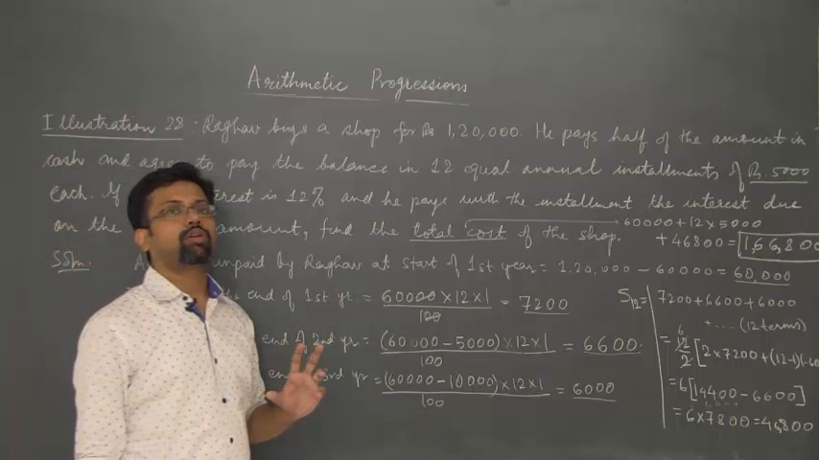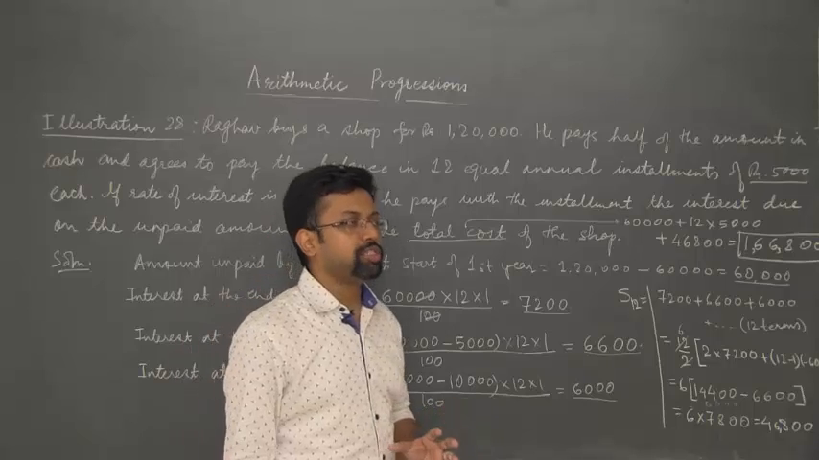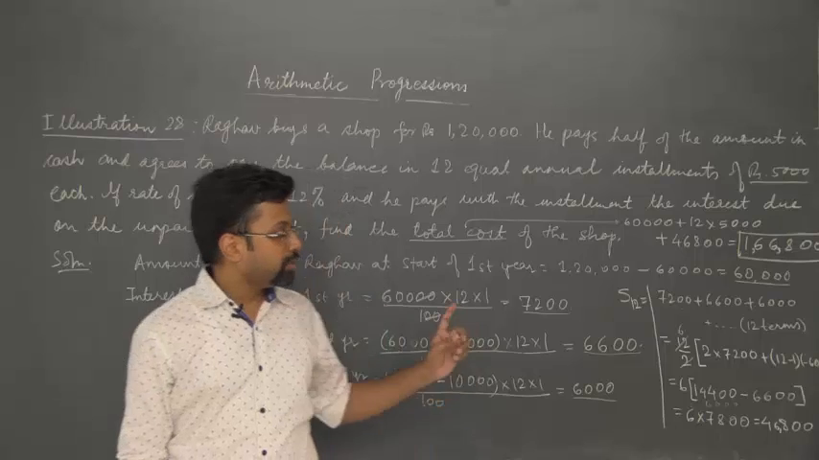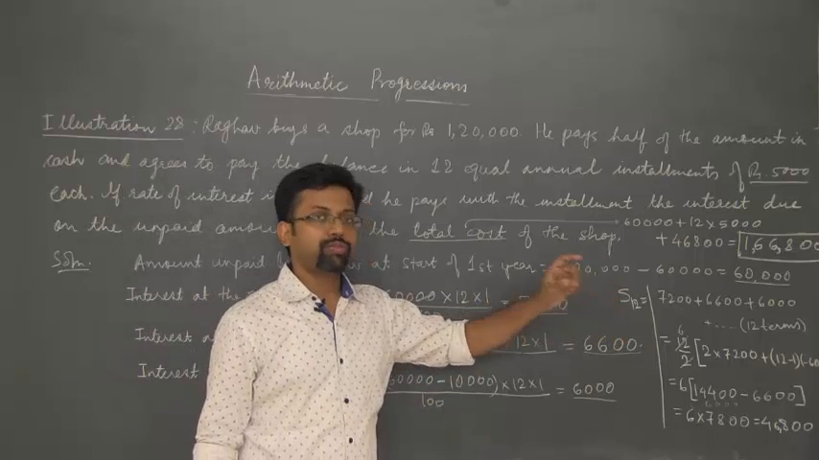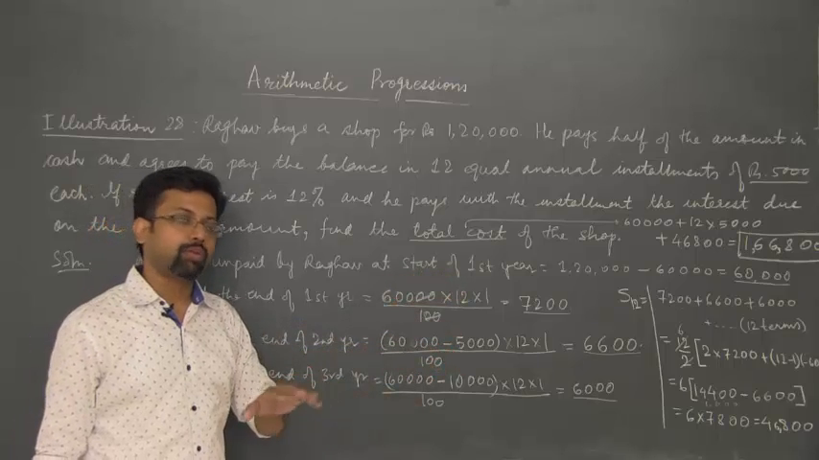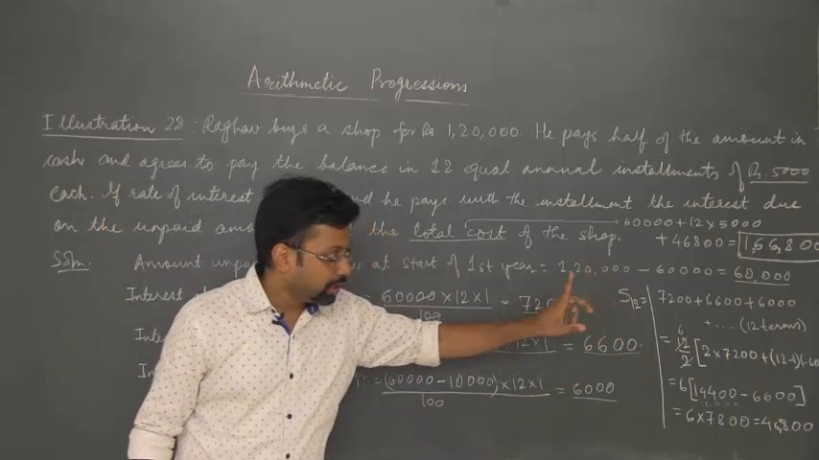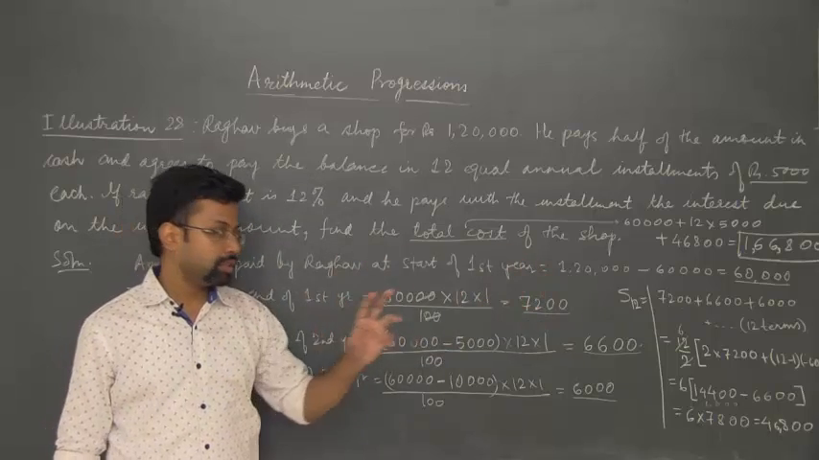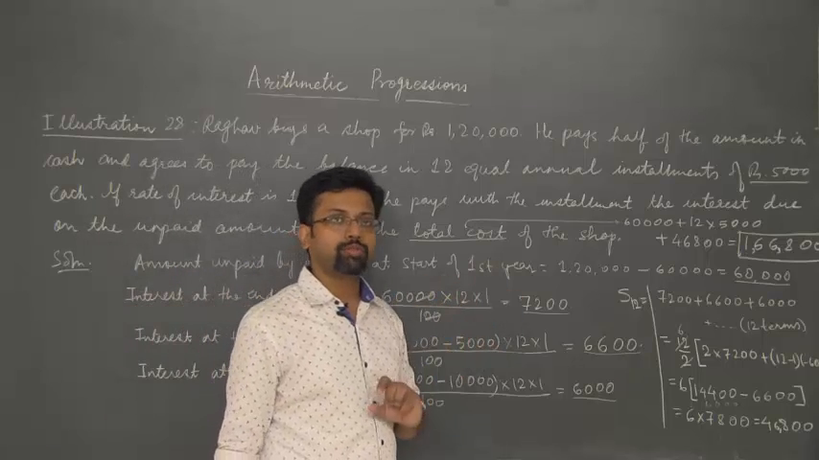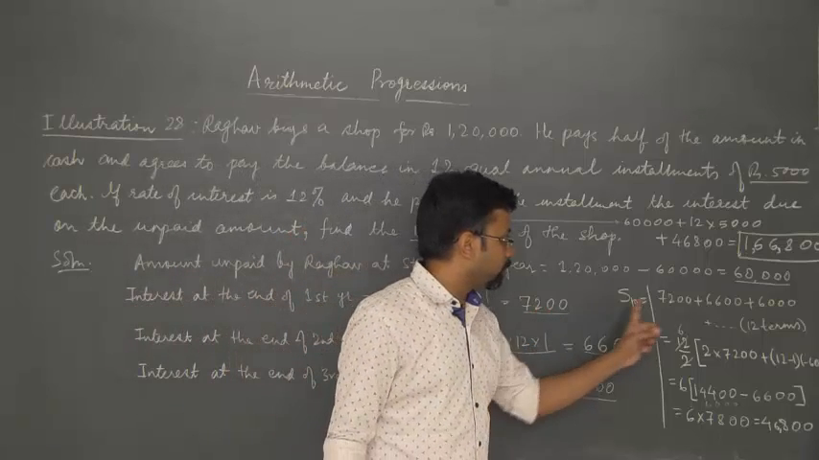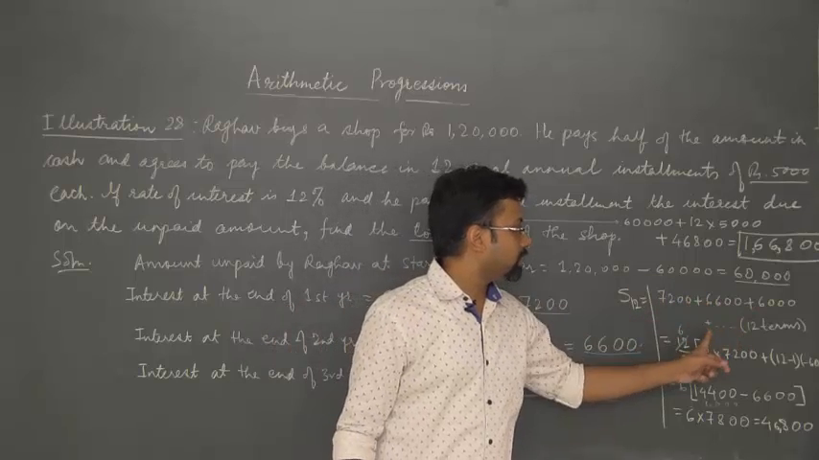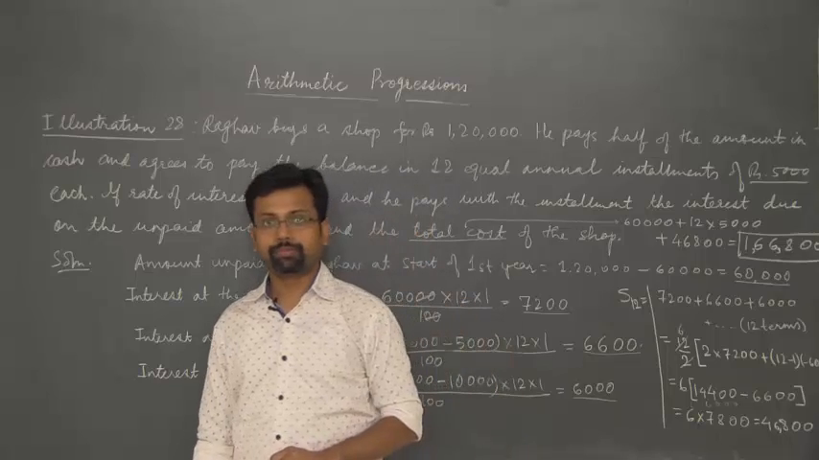Now we have to calculate the total cost of the shop, which means we have to calculate the total interest that has been charged to him. Now that interest will be the sum of 12 terms of this AP, because he has to pay in 12 annual installments. So the number of terms in that AP would be 12. So now we have to find the sum to 12 terms of the AP, whose first term is 7,200, second is 6,600, the third is 6,000, and so on for 12 terms.